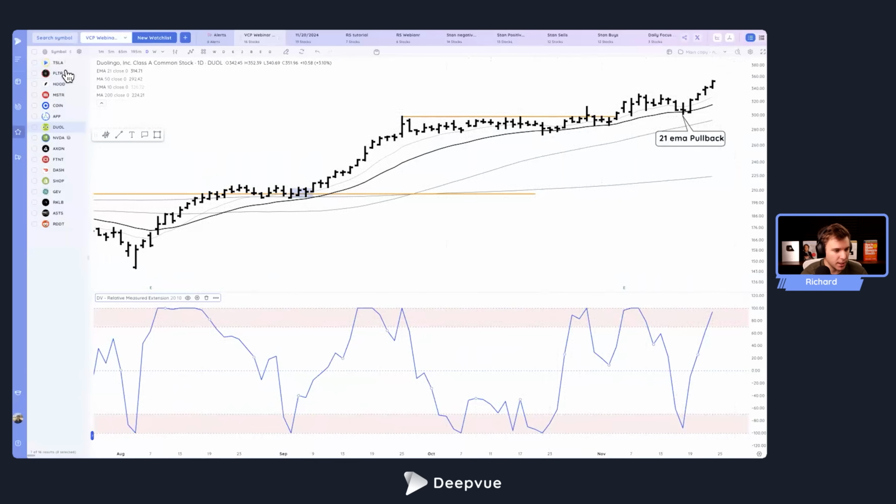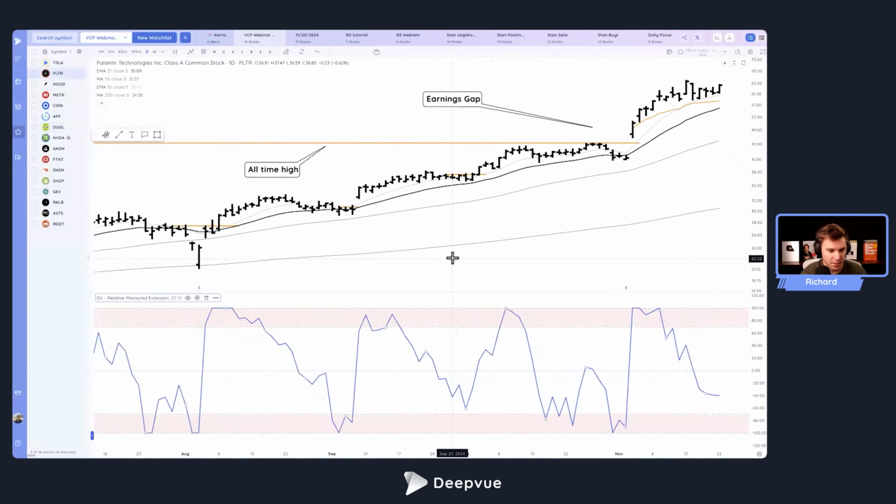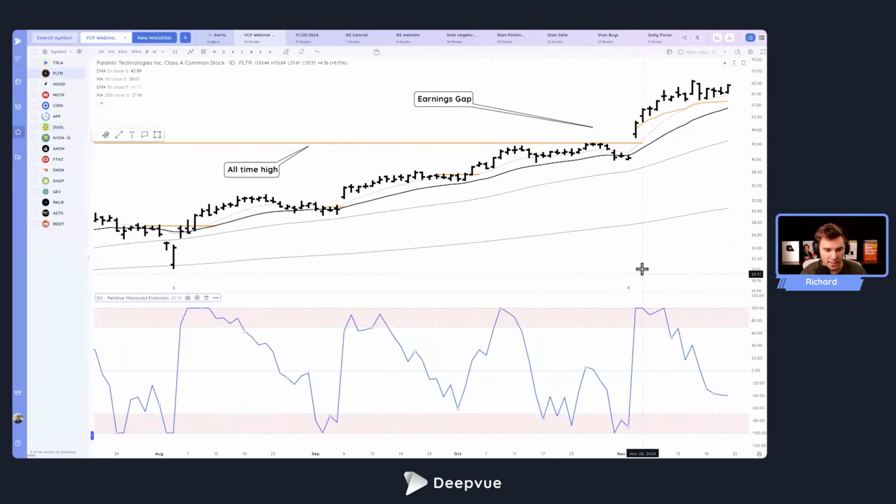Let's go to PLTR. Here we've got the earnings gaps. We get extended, we stay extended, but then start to work things off here. Back in this area, we're extended off the base low, extended after the breakout as well. So again, this is just a faster signal and helps you spot those more intermediate term turns.